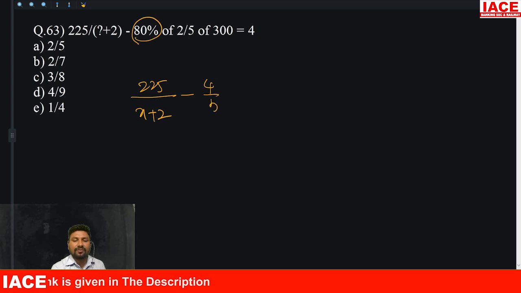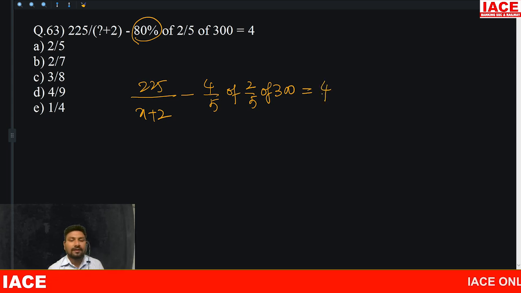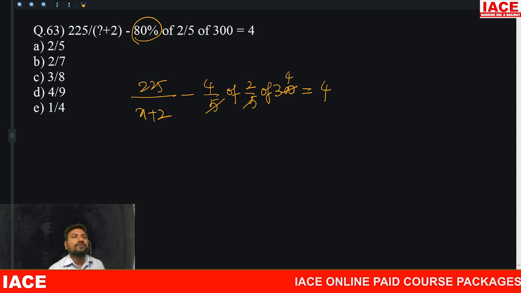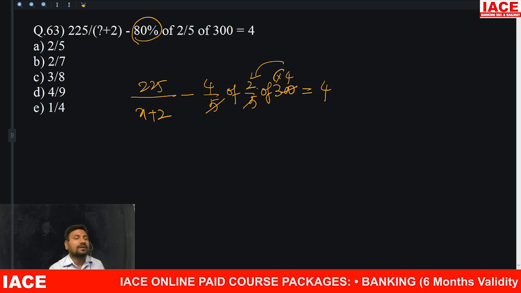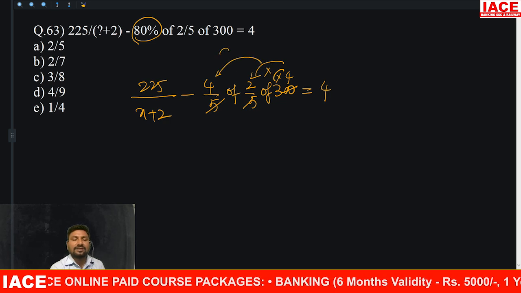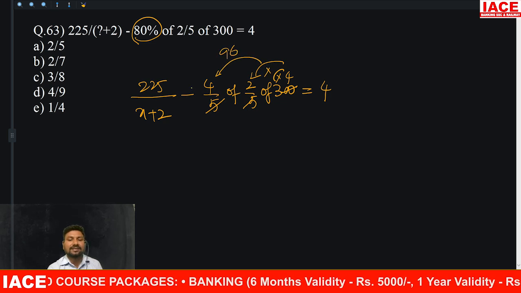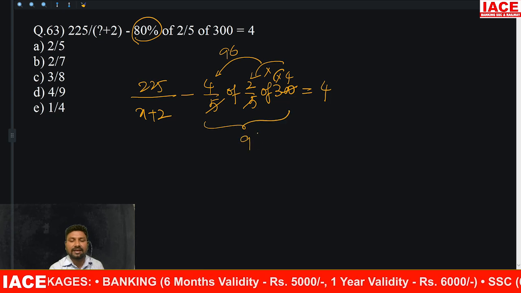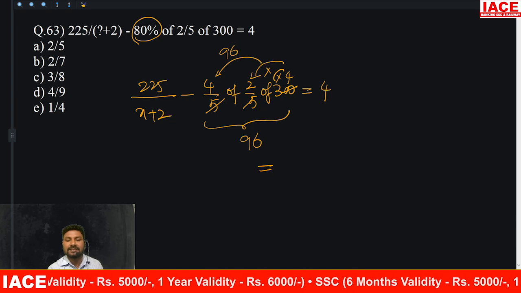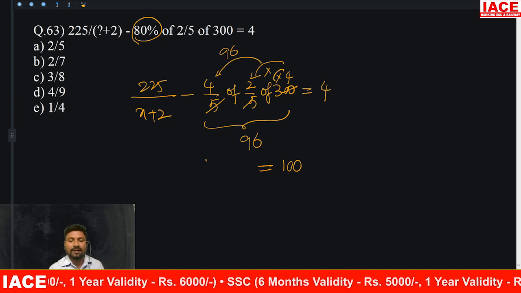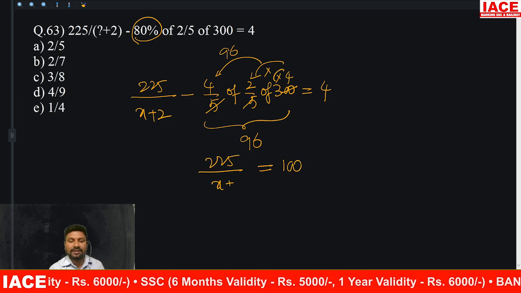80% you can write 4 by 5 of 2 by 5 of 300 equals to 4. 5 5s are 25. 25 to 100, how many times? 4 times. 4 into 3, 12. 12 2s are 24. 24 4s, value is how much? 96. This total simplification value is 96. This 96 coming to the other side, plus 96. Plus 96 plus 4 equal to what is the value? 100. 225 by x plus 2.